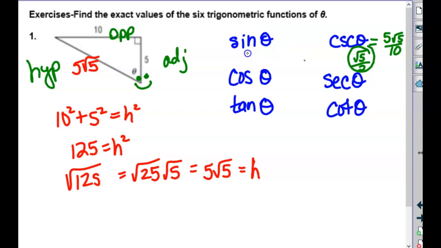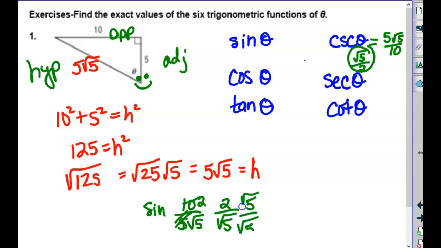Okay, sine, we are going to have to rationalize. I'm going to do my work down here. The sine is 10 over 5 square roots of 5. Can we simplify first? Can I just divide those? This becomes a 1 and this becomes a 2, right? So I have 2 over square root of 5, and then what do I have to do? That icky rationalize step. So I get 2 square roots of 5 over 5.